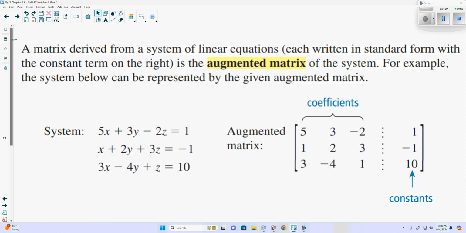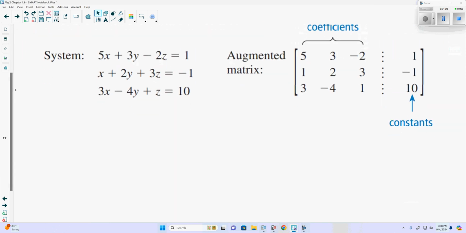Now, here it's already set up. Each equation, x, y, z, is on one side, numbers are on the other. If we look at the first row, it's 5, 3, negative 2, 1. The number in front of x would be 1, 2, 3, negative 1. And the last one, 3, negative 4, 1, 10.